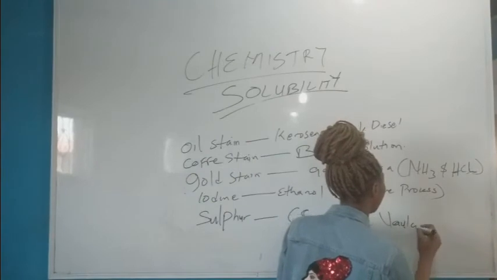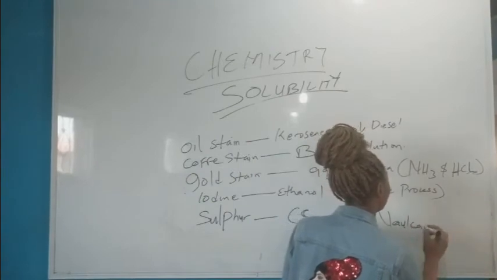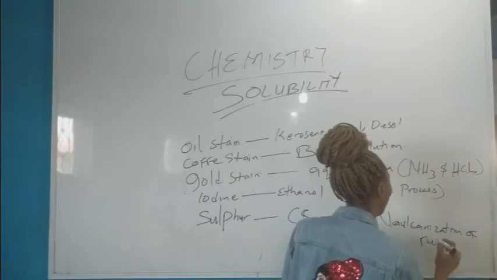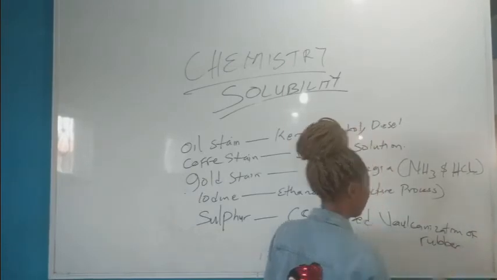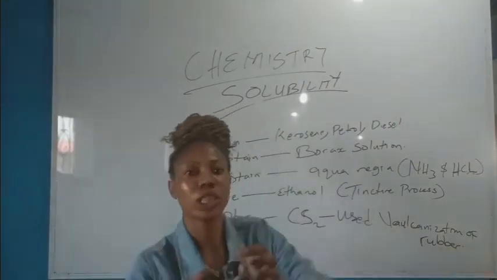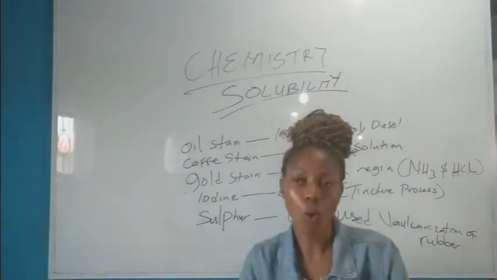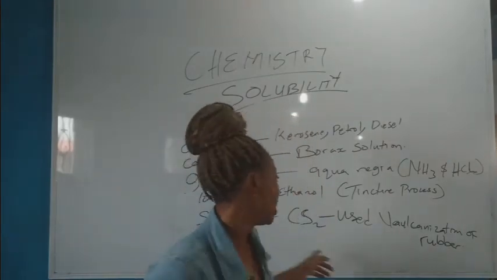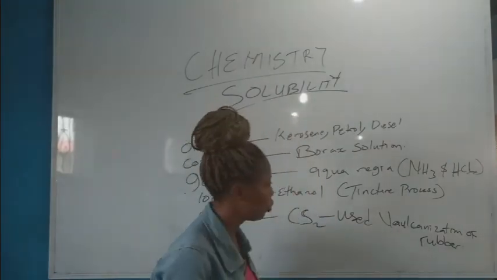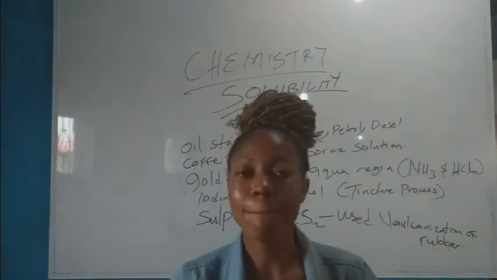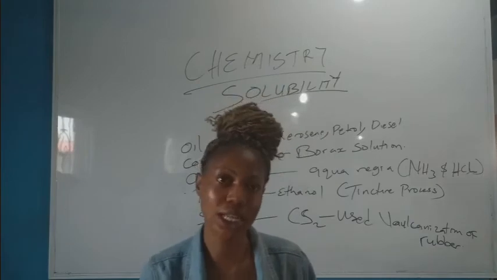So vulcanization of rubber. What is the essence of vulcanization of rubber? Like when you take a tire to a vulcanizer's place, what do they do to it? They just make it bigger when it becomes less. So definitely the carbon disulfide is doing what? It is increasing the surface area of the tire by making it bigger. I hope you understand this.